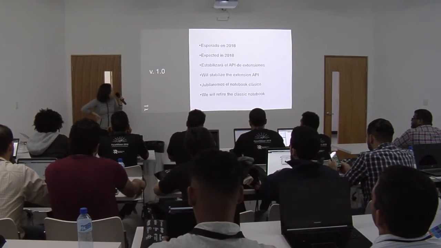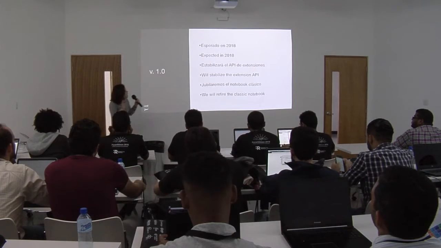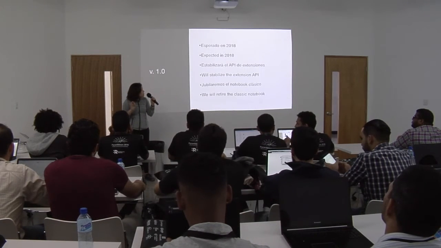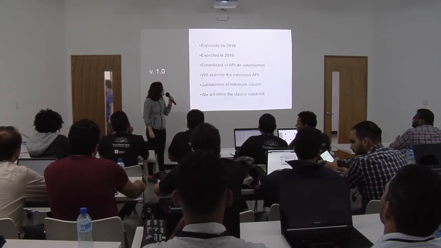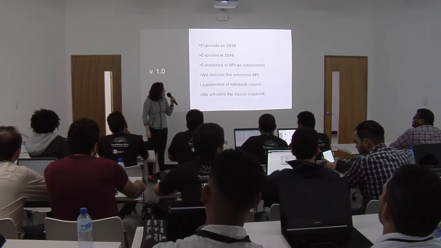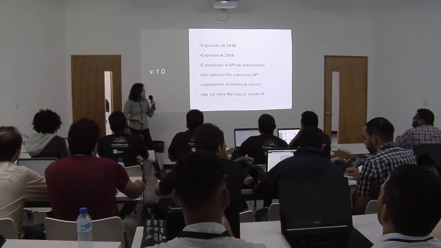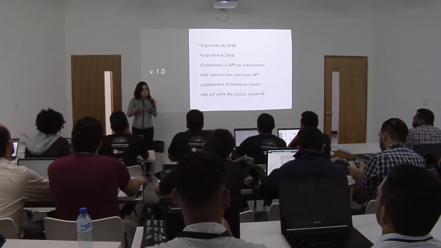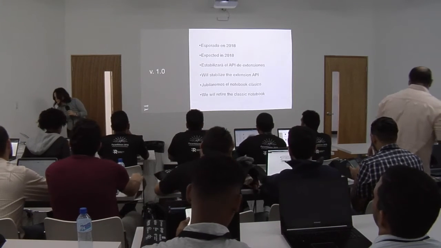Versión 1.0. So we're going to talk about version 1.0. Está esperado en 2018, so it's expected in 2018. Estabilizará el API de extensiones. So we're going to stabilize the extension API. And we plan to retire the classic notebook. So if anybody has any questions about that, let us know.